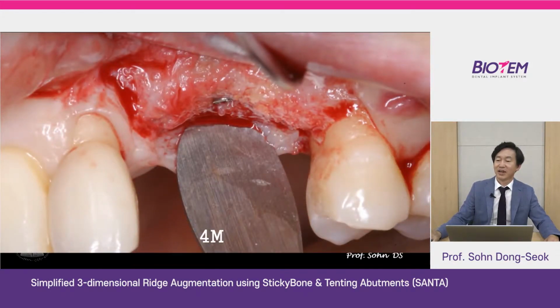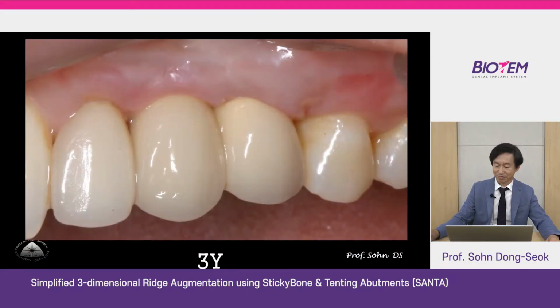After 4 months of healing, excellent 3-dimensional ridge augmentation was gained. Why did I use the block bone graft in this case if I can get this beautiful result with particulate graft material and tenting screws?